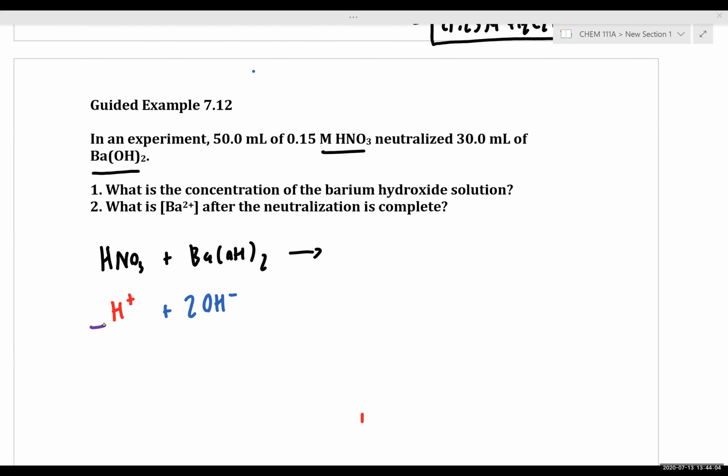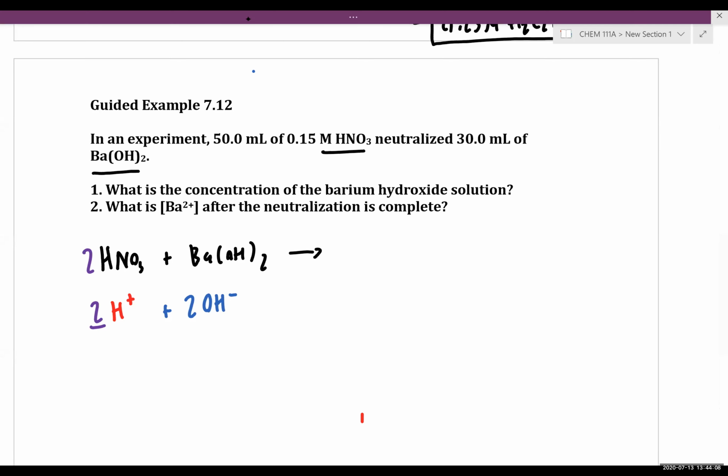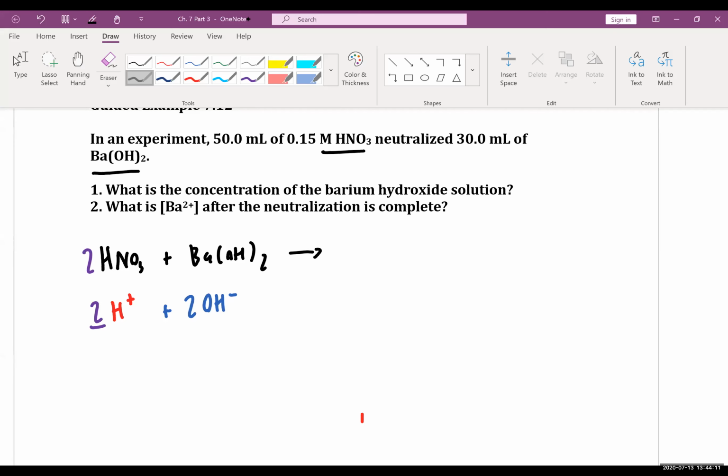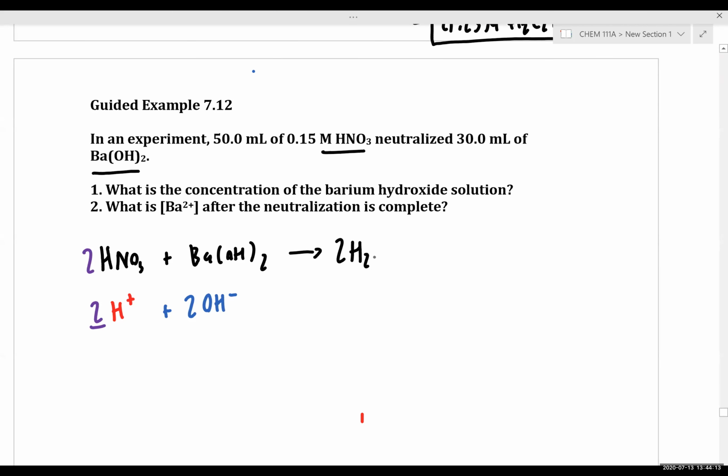Two, yep, we need 2 H+ equivalents. So we need 2 equivalents of nitric acid. That in turn yields 2 water molecules. And then we take barium 2+ and nitrate, and we cross their charges to generate the formula of our salt, which is barium nitrate.